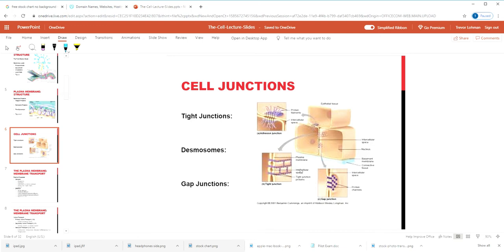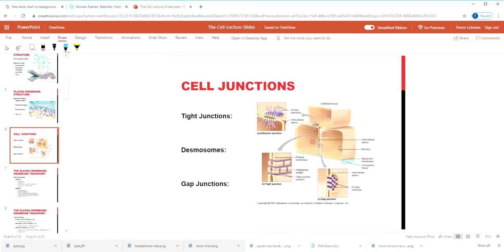and leak through. But let's say you wanted a sheet of cells to not be leaky. Let's say you wanted it to be an impermeable barrier. You would stitch the cell membranes together. And that's what tight junctions are. They're basically stitching adjacent cell membranes together so that that sheet of cells becomes impermeable, or less permeable at least.